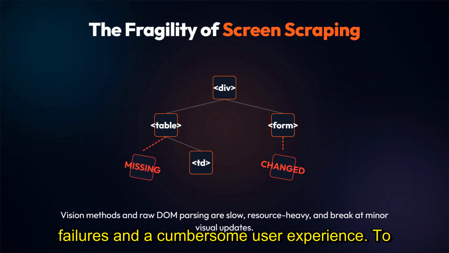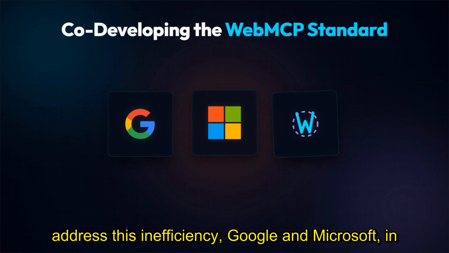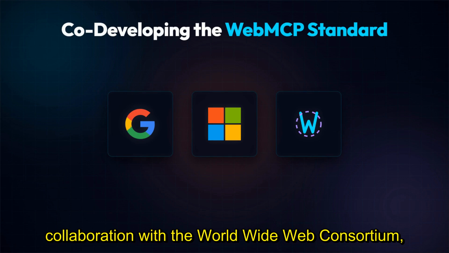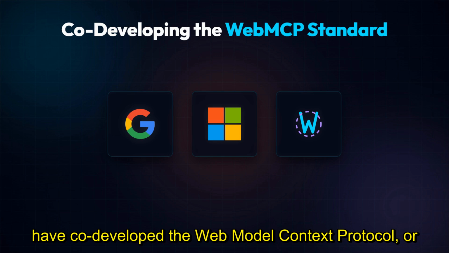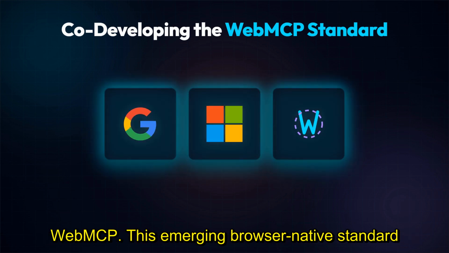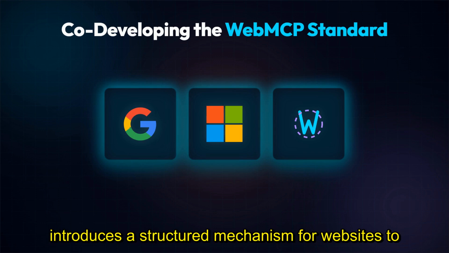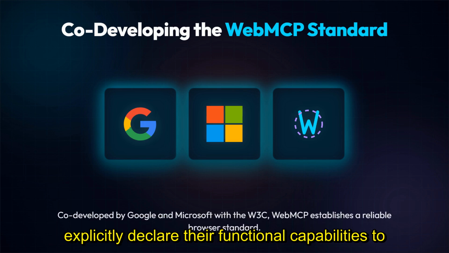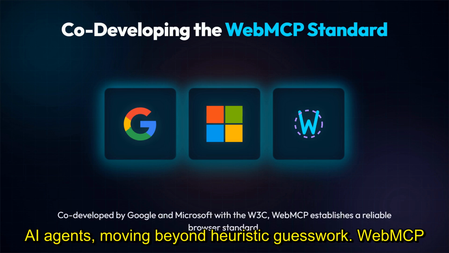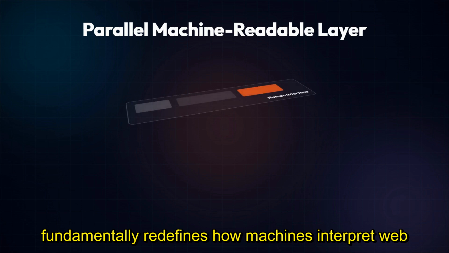user experience. To address this inefficiency, Google and Microsoft, in collaboration with the World Wide Web Consortium, have co-developed the Web Model Context Protocol, or WebMCP. This emerging browser-native standard introduces a structured mechanism for websites to explicitly declare their functional capabilities to AI agents, moving beyond heuristic guesswork. WebMCP fundamentally redefines how machines interpret web content.